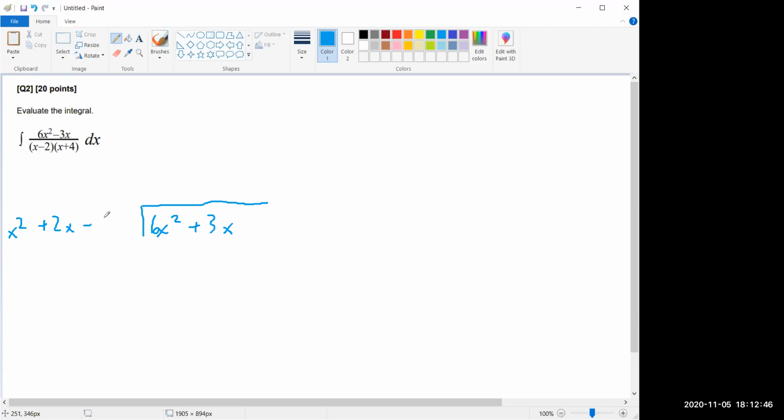Okay. So for long division, you just divide the leading terms. So 6x squared divided by x squared gives you 6. Okay, and then 6 times your divisor. So I'm going to distribute this to the divisor.